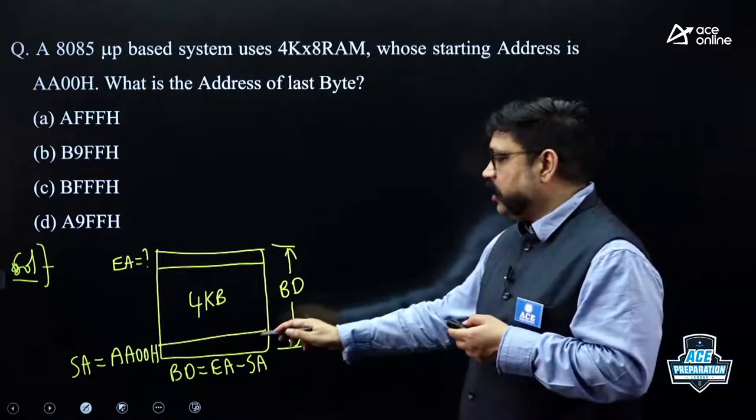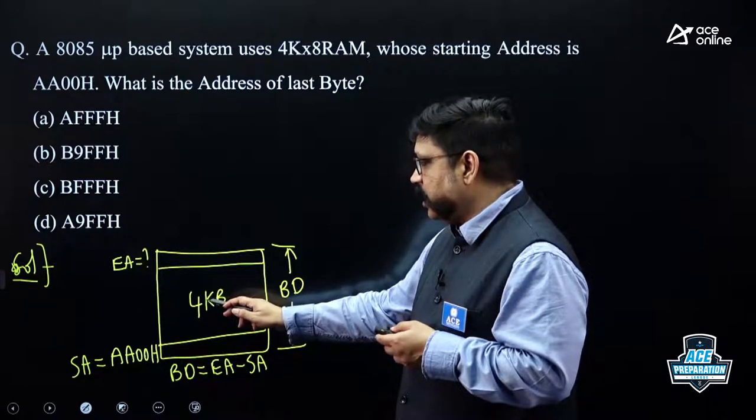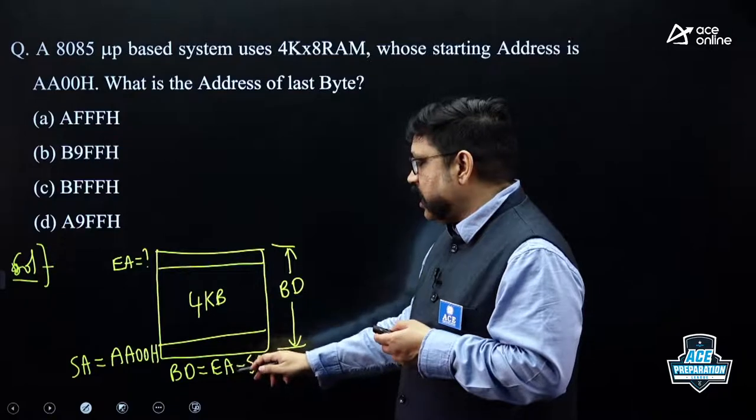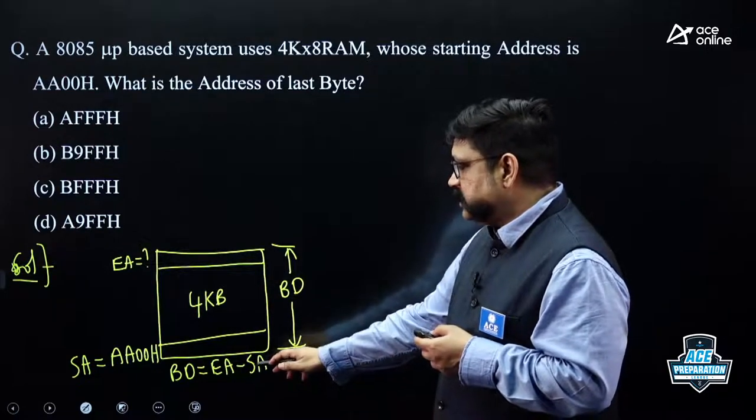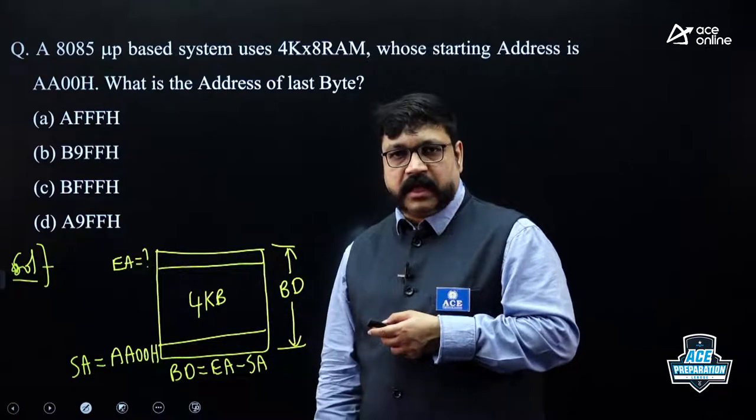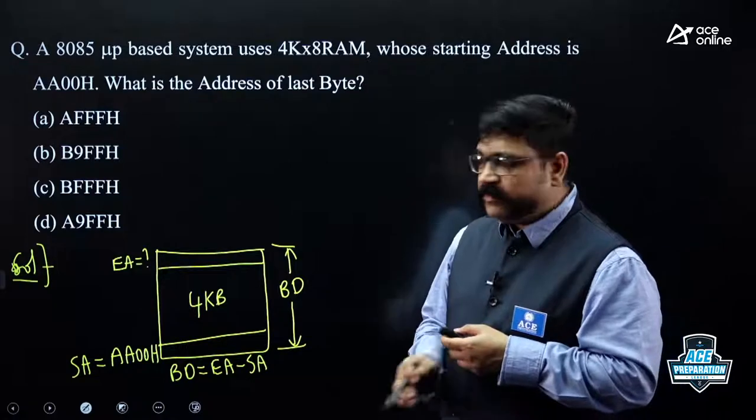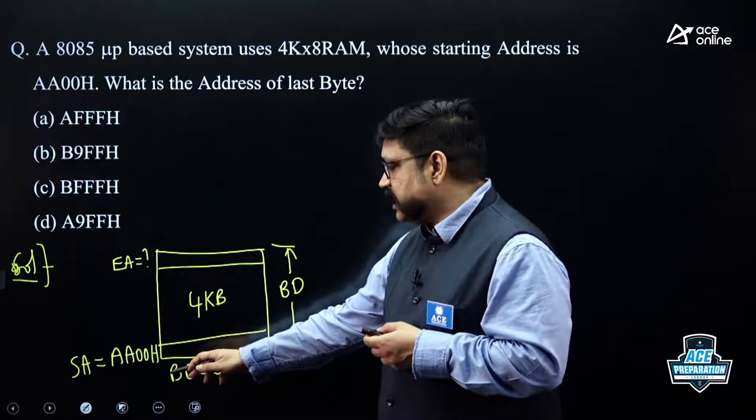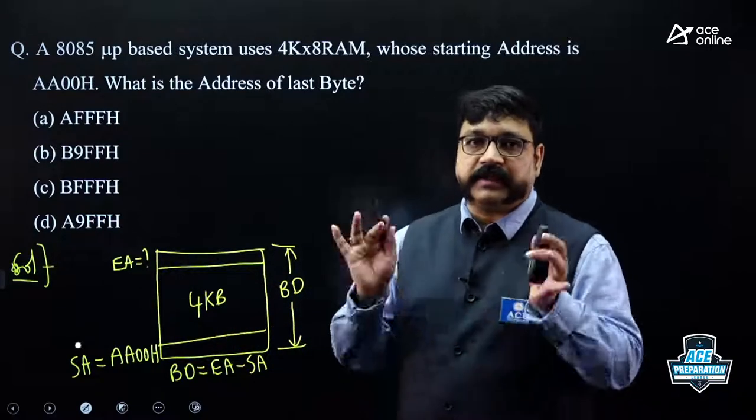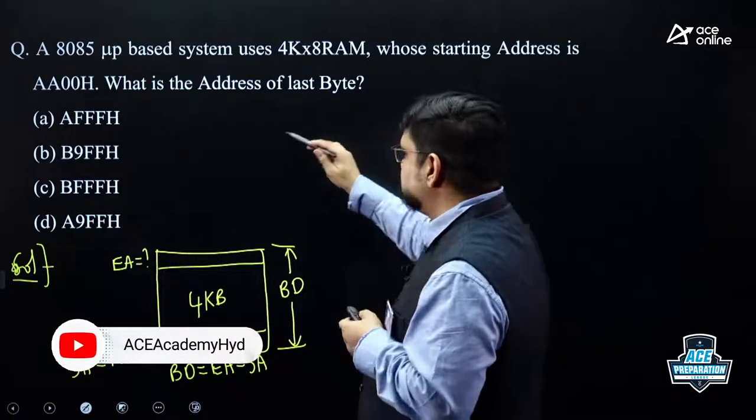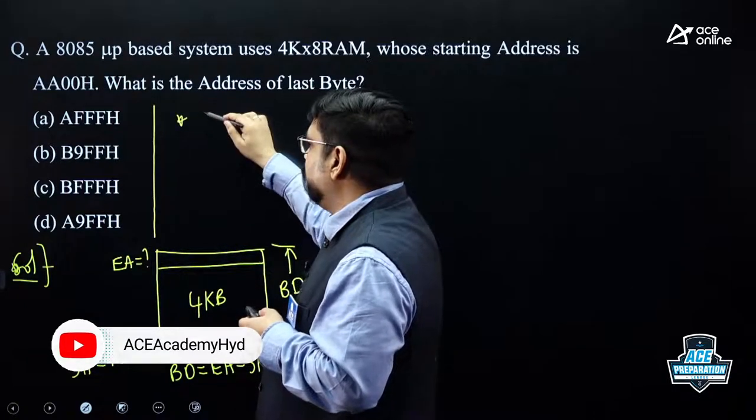If you can find BD with the help of the given size, 4KB, you can use this formula to calculate the end address, because the starting address is given. The starting address is AA00 hexa. Based on the size, you can calculate the byte difference. I will show you. Take the starting address to the left side: starting address plus byte difference will give you the end address. So how to find this byte difference?